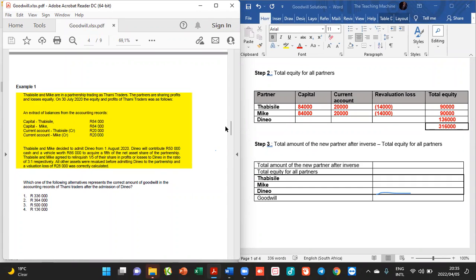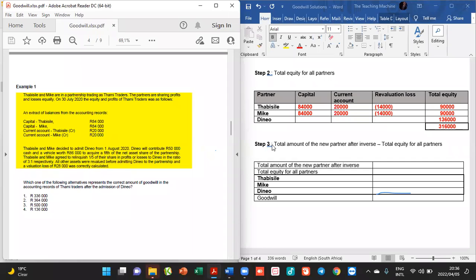Now, Muzi, tell me, if we have a profit of 50,000 and as per the partnership agreement, we agreed that we need to share the profit equally, how much will one partner receive? 25,000, because we are splitting the profit equally. So it's 50,000 divided by 2. Equally, yes. All right, thanks a lot for that. If there are no further questions, allow me to go to step number 3.